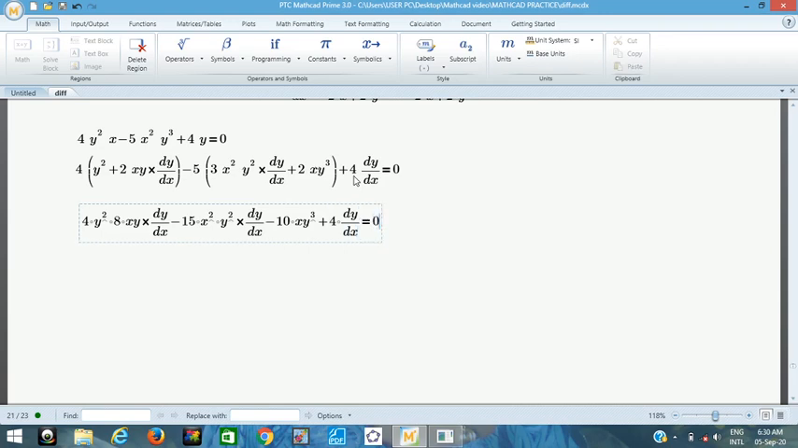Okay, now that we are through with this, what are we going to do next? The next thing is you factorize all the terms with dy/dx. It is only minus 10xy raised to the power 3 that is not a common term with dy/dx. So if I bring my dy/dx out in brackets, I'm left with 4y raised to the power 2.